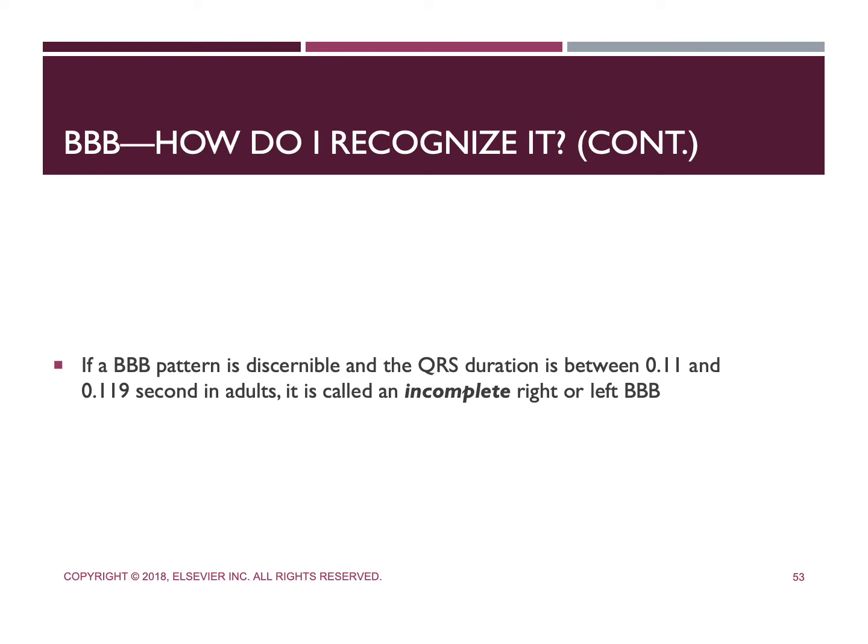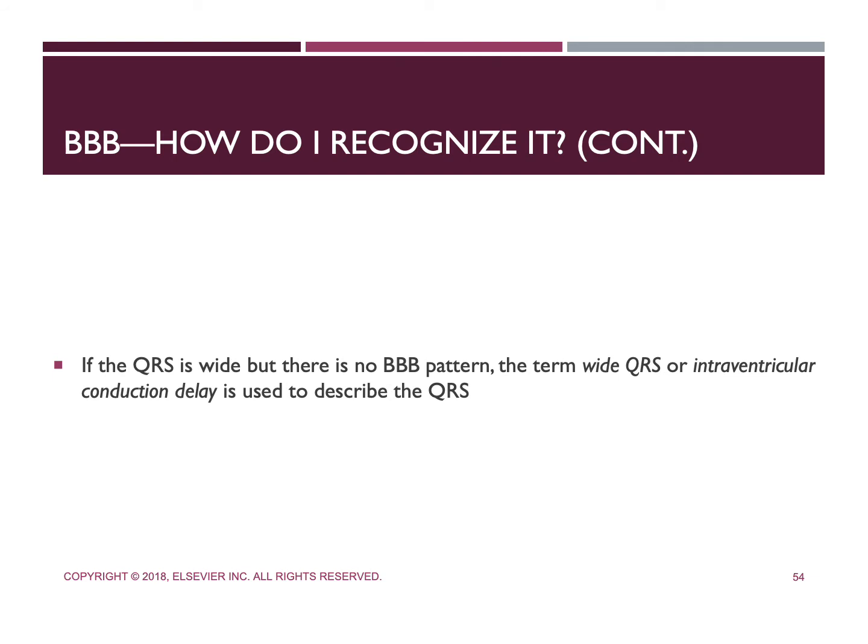Sort of just another slide talking about what I just went over. Just sort of repeat real quick. If that triple B pattern is discernible and that QRS duration is between 0.11 and 0.119 second in adults, it is going to be called an incomplete right or an incomplete left bundle branch block. Same thing here, talking about that intraventricular conduction delay is going to be used to describe the QRS if the QRS is wide but there is no bundle branch block pattern.